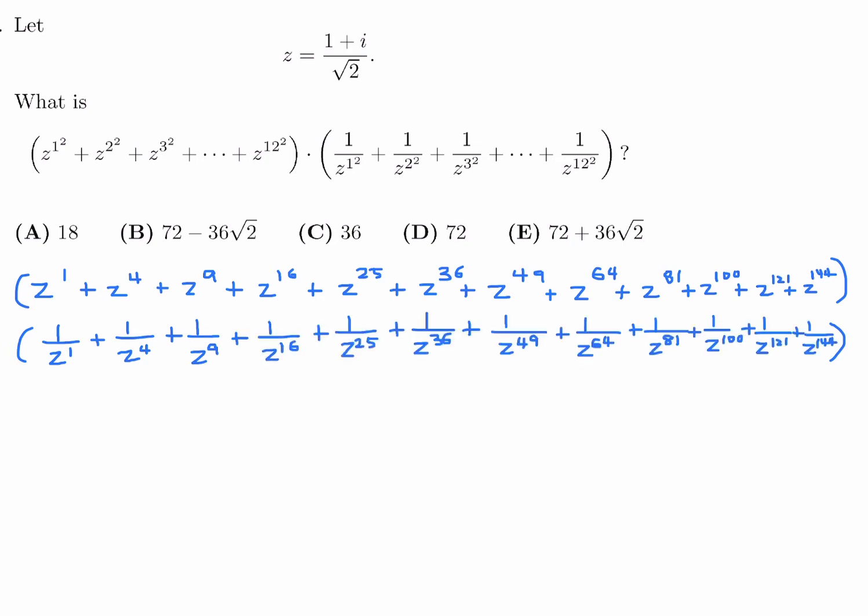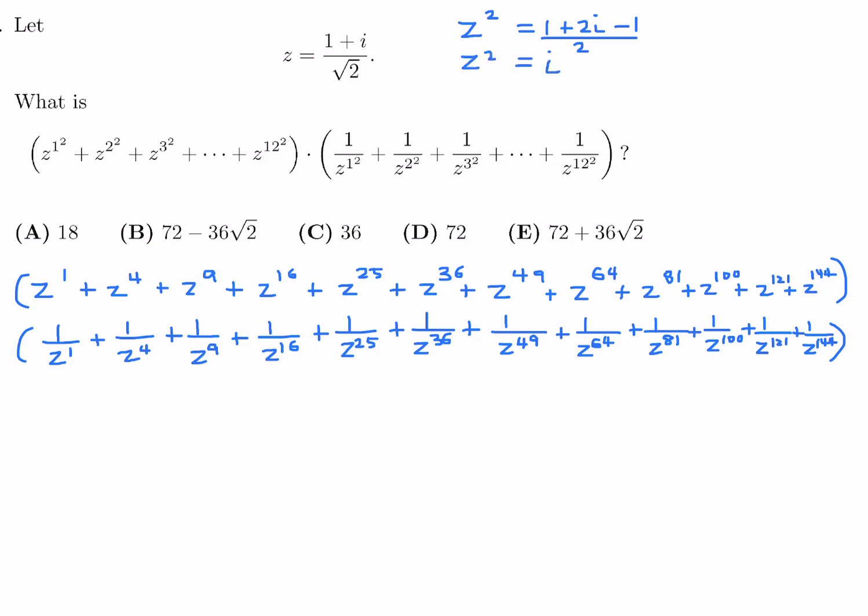Okay, so what I want to do is just figure out some of these. Like, for example, z to the power of 2. Well, z is just this. But what about z to the power of 2, z to the power of 3, and so on? Let's see what we get. Z squared, if I square that, is 1 plus 2i plus i squared, which is negative 1, all over 2. And that just goes to i.